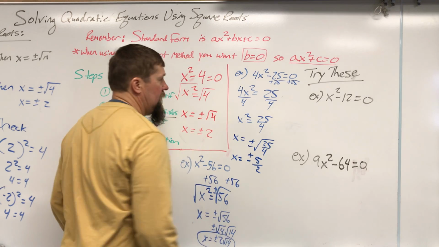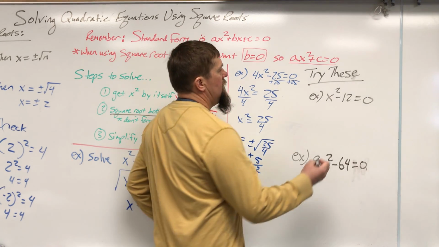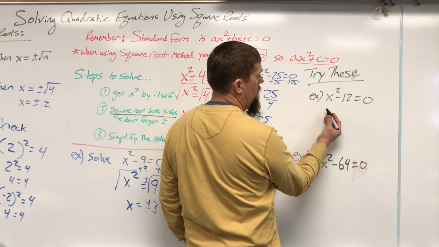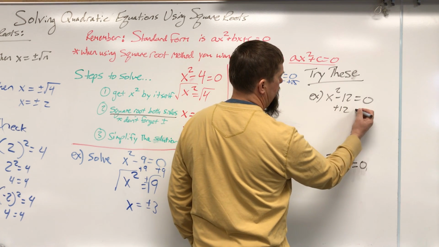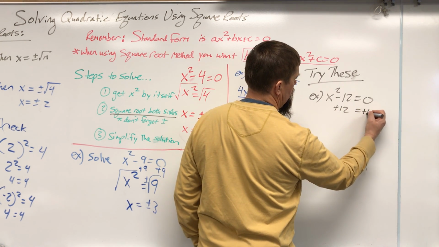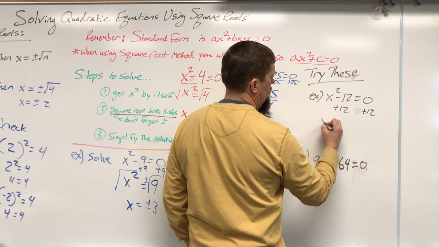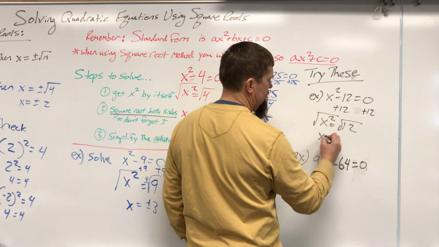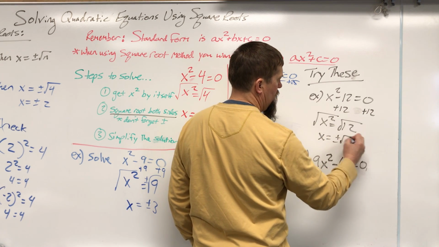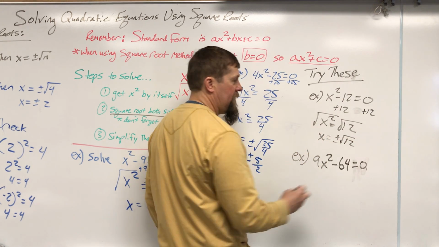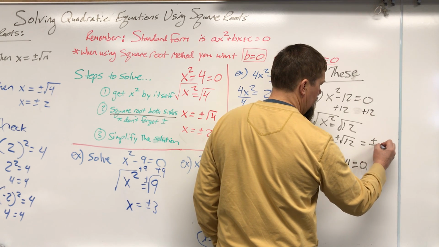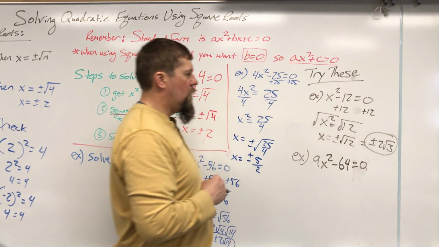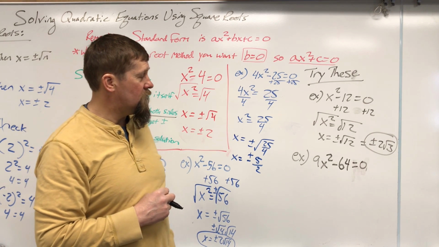Okay, so hopefully you've tried these. Here's x squared minus 12 equals 0. I'm going to add 12. x squared is equal to 12. Take the square root. x is equal to plus or minus the square root of 12. If I simplify that, I should get plus or minus 2 square root of 3. The square root of 4 times the square root of 3, and the square root of 4 is 2.